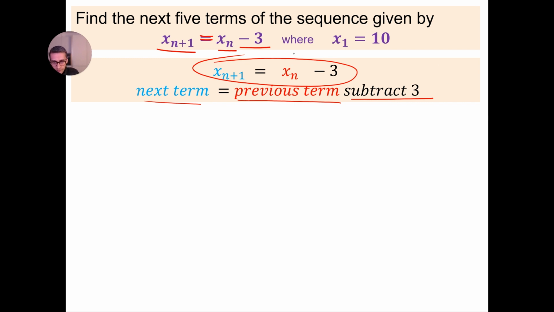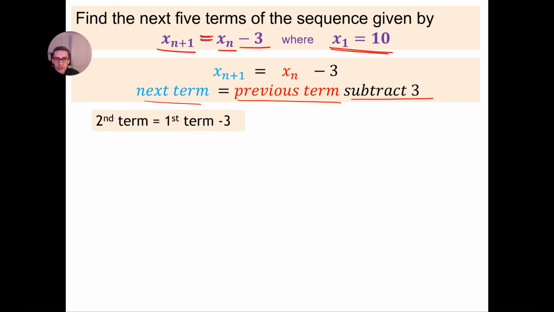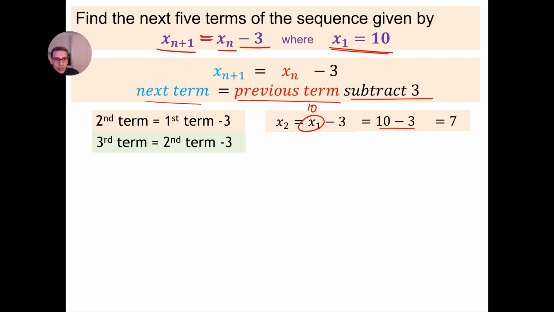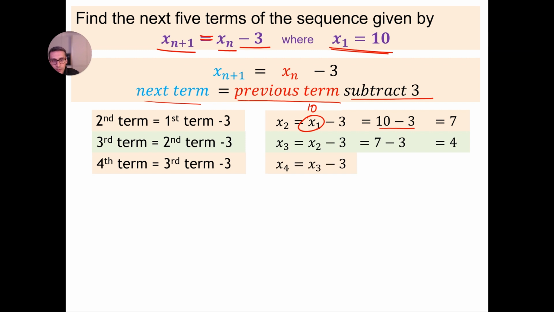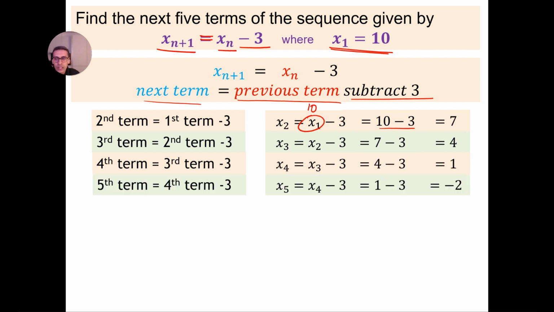Now notice that this doesn't make sense unless you know what the previous term is, and in this case it tells you the first term is 10. So x1 is 10. To find the next term, we're going to do 10 take away 3 to get 7, and then to find the term after that, we're going to do 7 take away 3 and so on. So this is what it would look like. So the first term is, we know that x1 is 10, so 10 take away 3 is 7. And then the next term will be 7 as your previous term. So 7 take away 3 is 4. And then we're going to do 4 take away 3 is 1, and we can keep going.